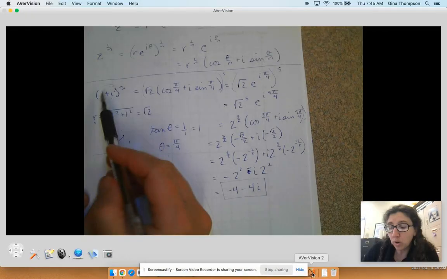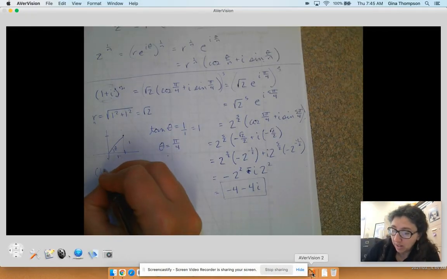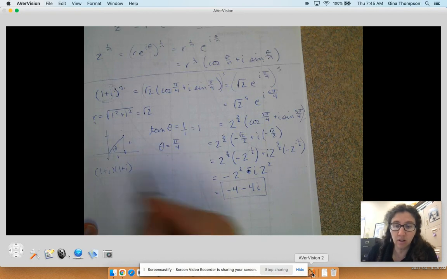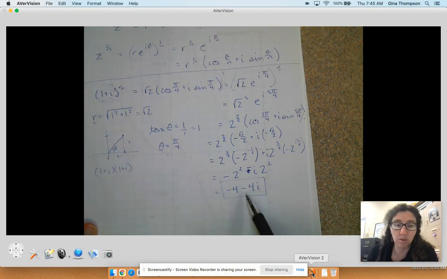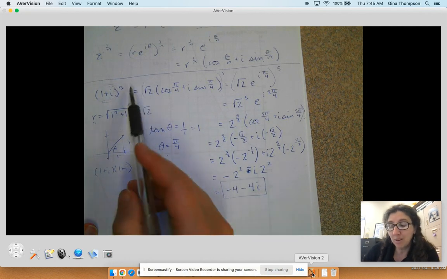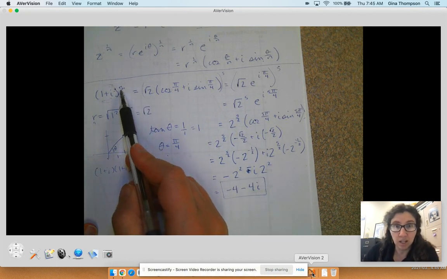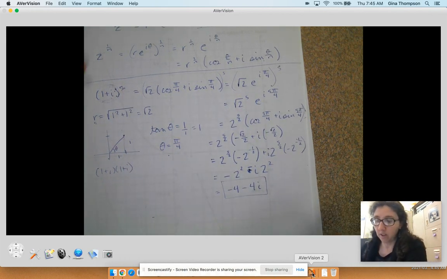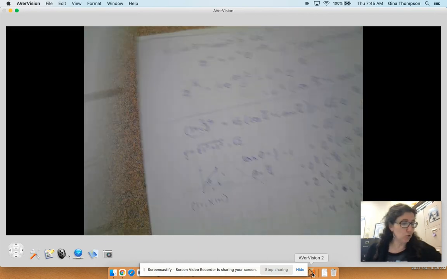Would this work if we just multiplied 1 plus i times 1 plus i and did that 5 times and then just did all of the distributing and didn't make any mistakes? We would get this same number, okay? But what if this exponent was really big, like 90? Definitely wouldn't want to do that, right? But we could use de Moivre's theorem to evaluate that in a straightforward way.